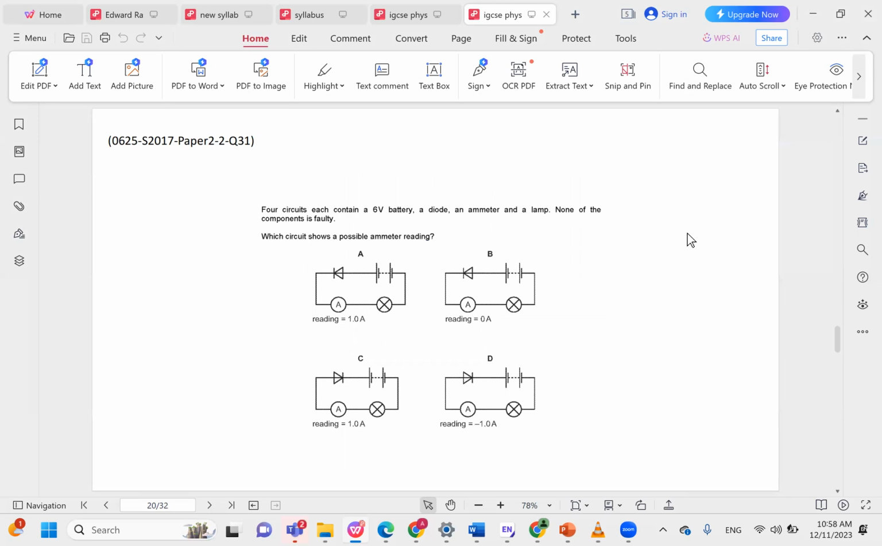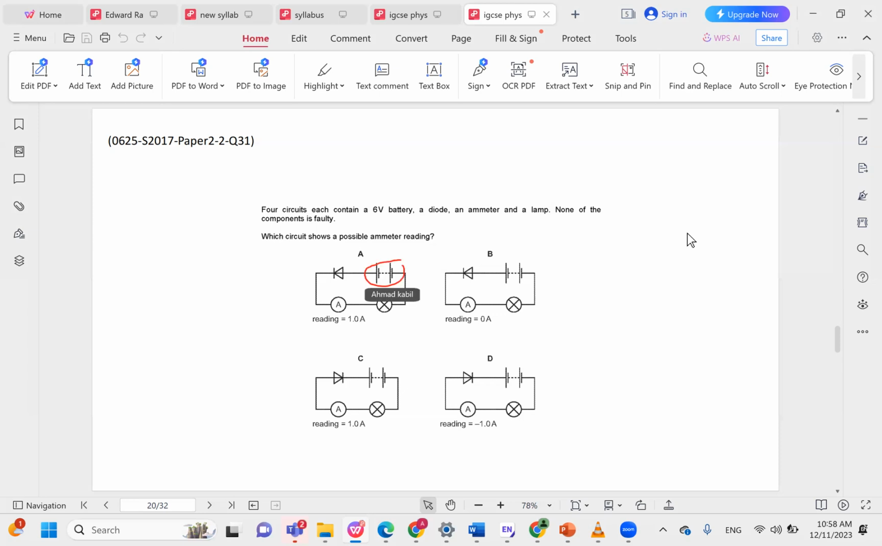4 circuits, each contain a 6-volt battery, a diode, an ammeter, and a lamp. None of the components is faulty. Which circuit shows a possible ammeter reading? So now we need to sort of draw and figure out what happens. So let's start with circuit A. This is a DC, remember?